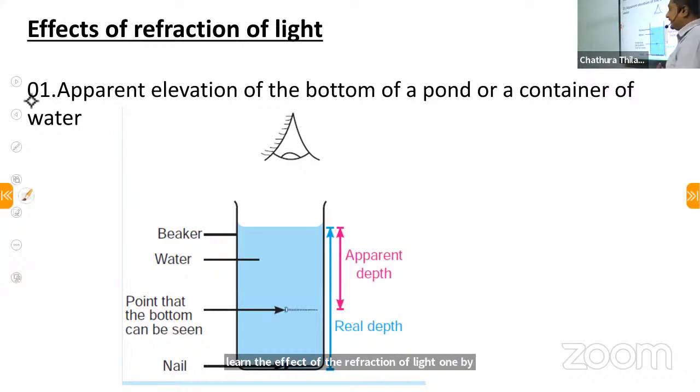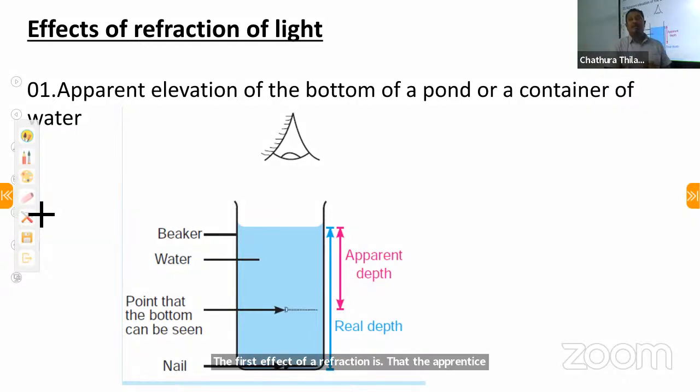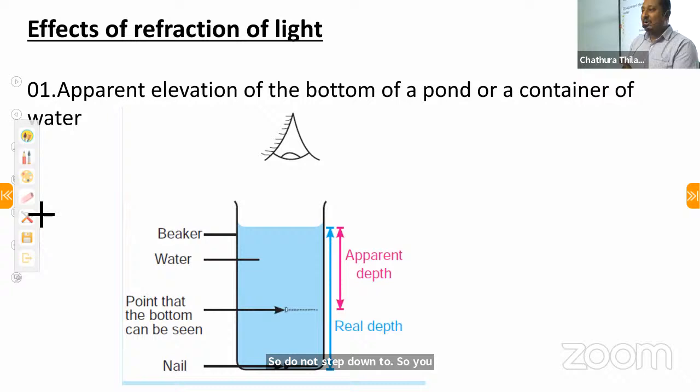Effects. The first effect of refraction is the apparent depth and the real depth. Listen, children. When you peep into a pond, a well, or a water body, the depth that you see is not the real depth. That is the apparent depth. Apparent depth is always less than the real depth. So do not step down into a swimming pool or a water body looking from beside. The true depth is deeper than what you see. This is how it happens.